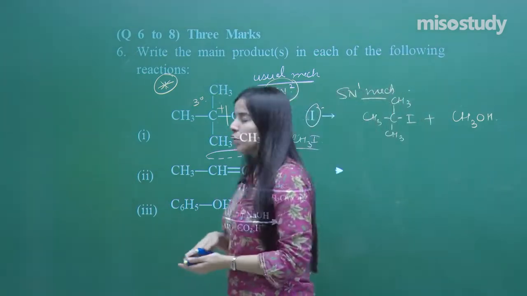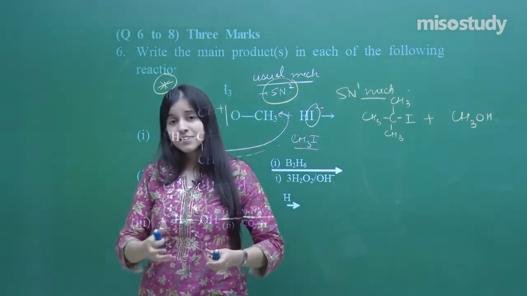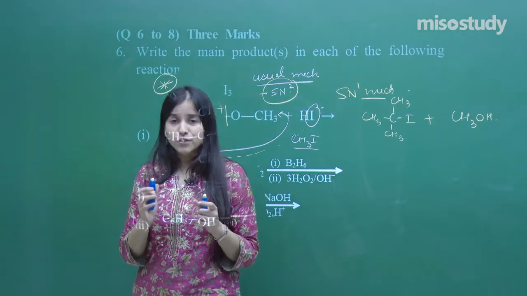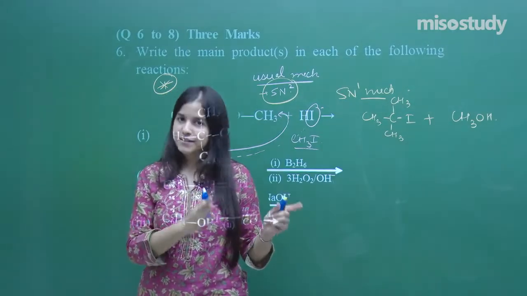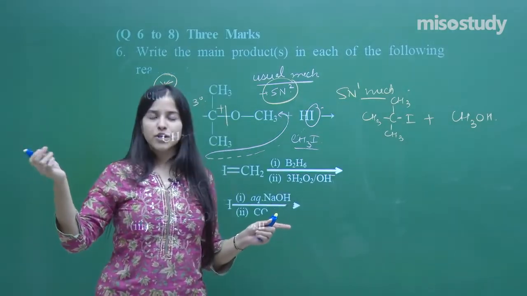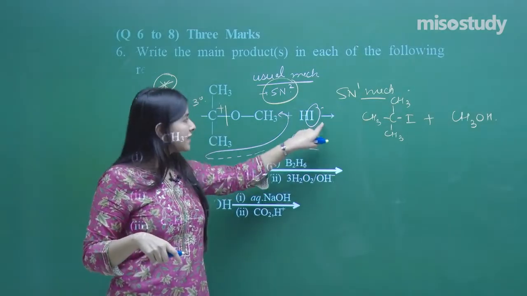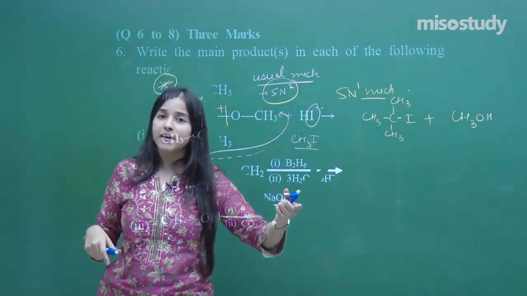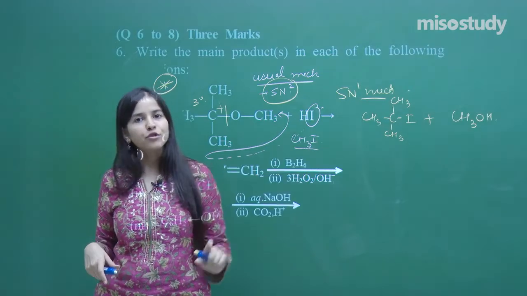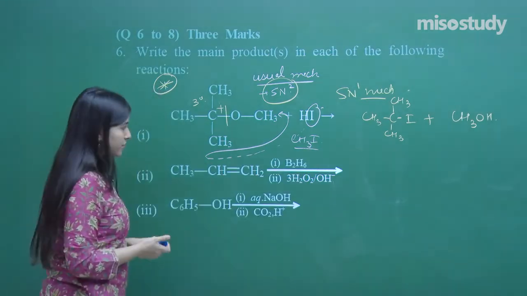Clear? So always try to judge whether the formation of a carbocation will be favorable or not, then it follows SN1, otherwise SN2. So always try to attack the I negative from the less bulky side, and get that product. Clear? Now comes the next one.